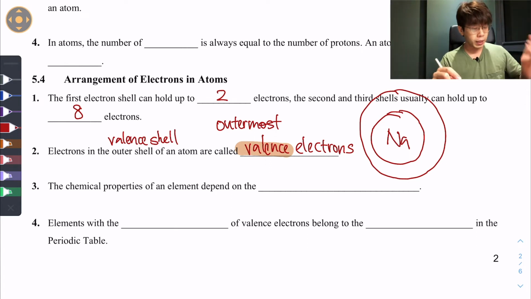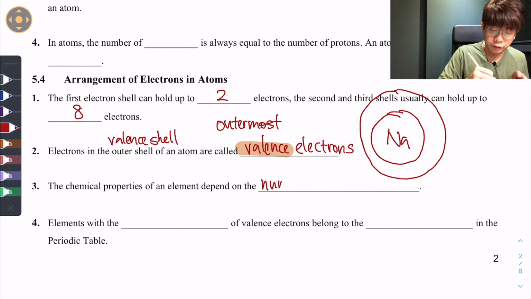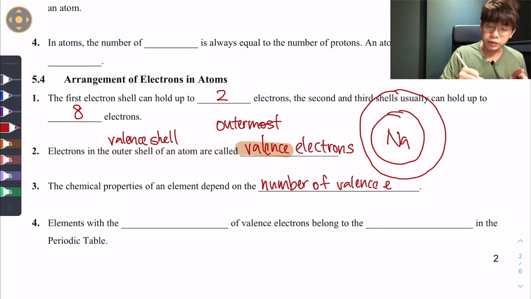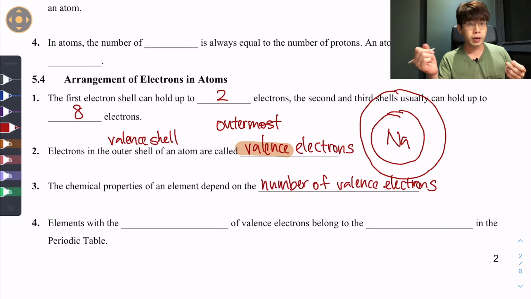So that's a very important word for all of us to know. Why? Because the chemical properties of an element actually depend on the number of valence electrons. Because, right, the valence electrons are the electrons that actually participate in a chemical reaction. So depending on the number of valence electrons, they will have that chemical property, right?